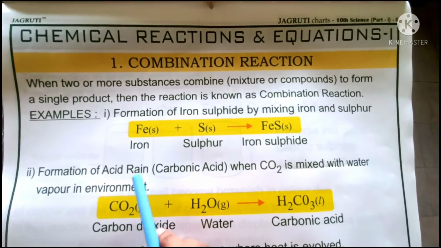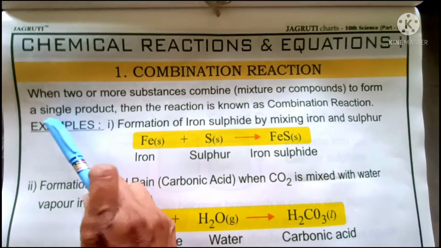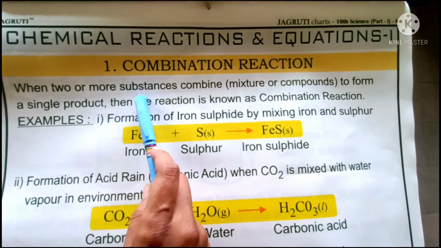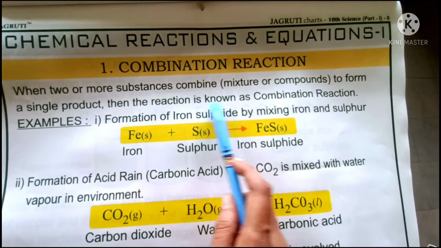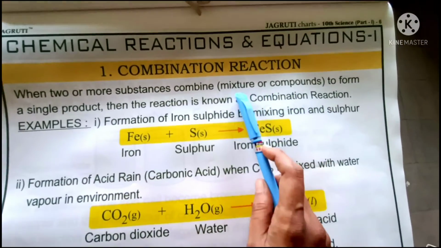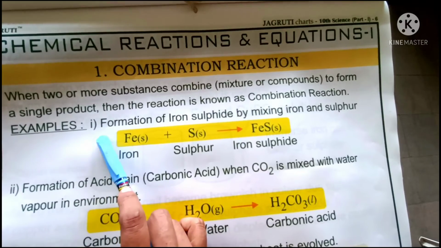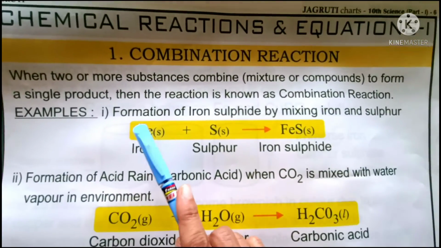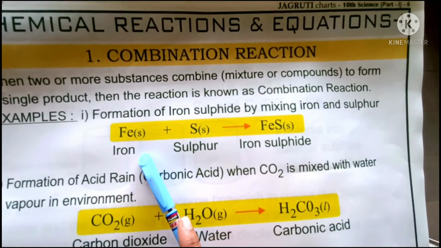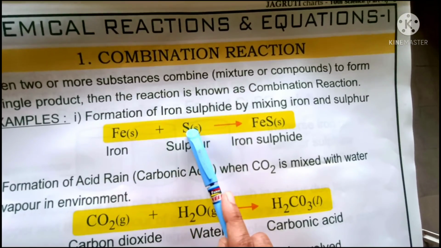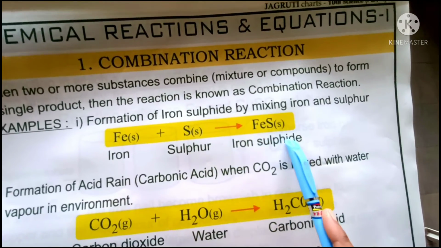Now students, let's see the combination reaction with the help of some examples. What is a combination reaction? When two or more substances combine to form a single product, the reaction is known as a combination reaction. It may be a mixture or a compound, but here we are talking about the chemical reaction. The first example is the formation of iron sulfide by mixing iron and sulfur. The chemical reaction is in this way: Fe plus S gives FeS. Iron reacts with sulfur to form iron sulfide.